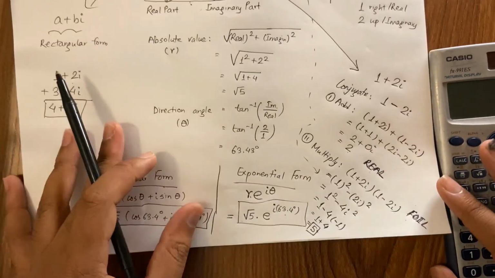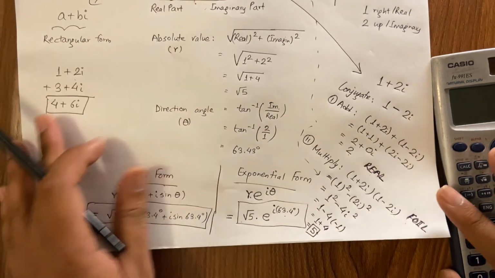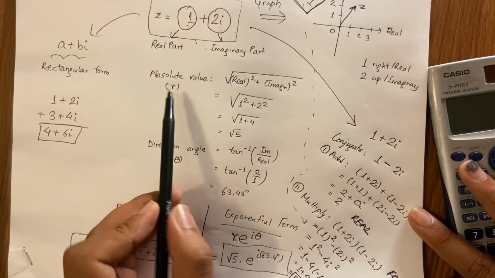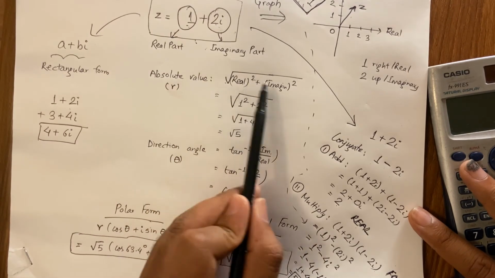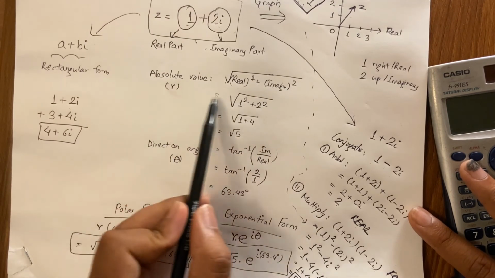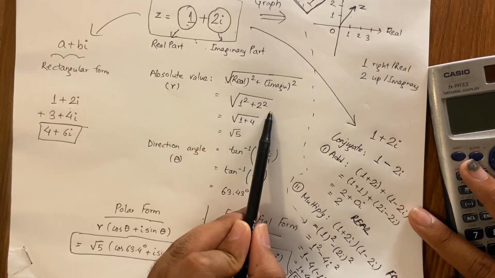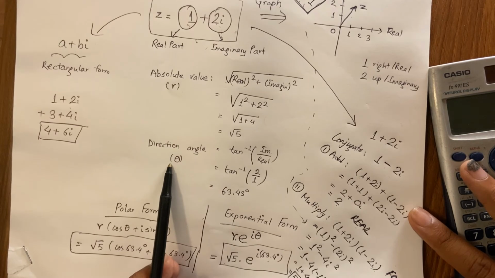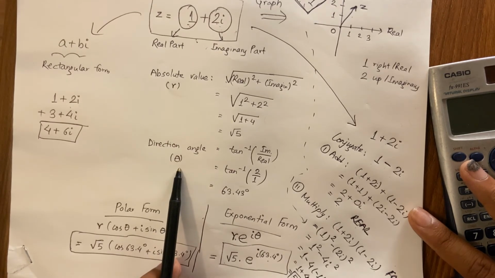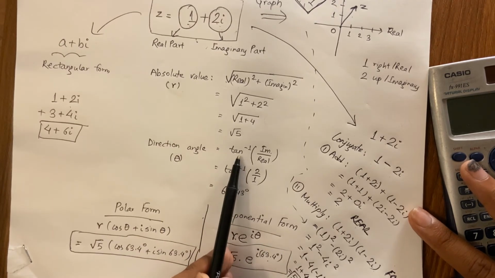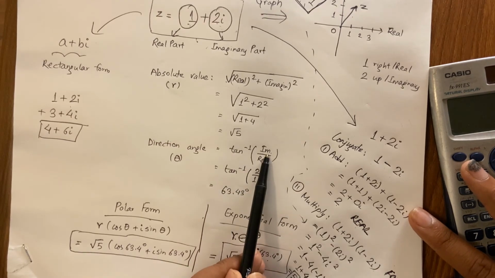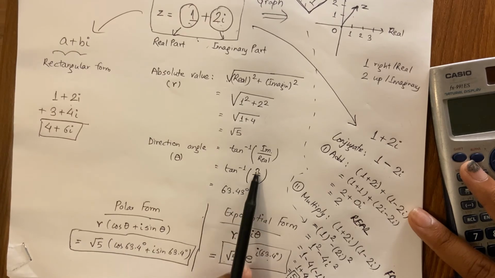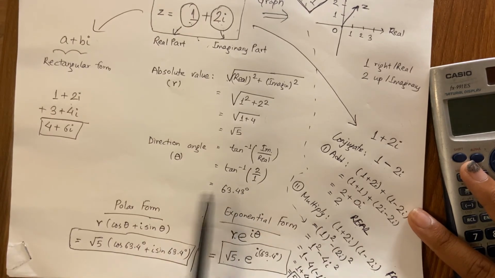Now going back to converting this complex number into different forms. First, we find the absolute value by taking the square root of real part squared plus imaginary part squared, which in this case would be square root of 1 squared plus 2 squared, giving us square root of 5. And next up, we have to look at the direction angle of a complex number, which is given by the inverse tangent or arctangent of the imaginary part divided by the real part. In this case, we have tan inverse 2 over 1, giving us 63.43 degrees.